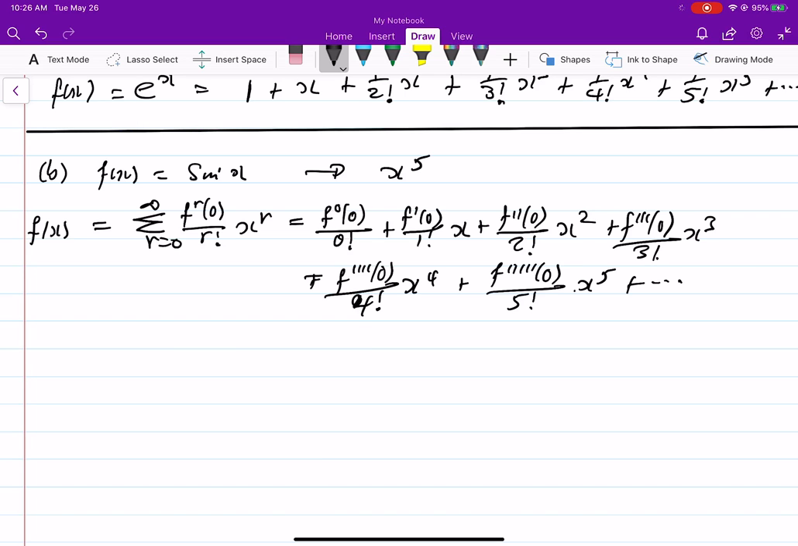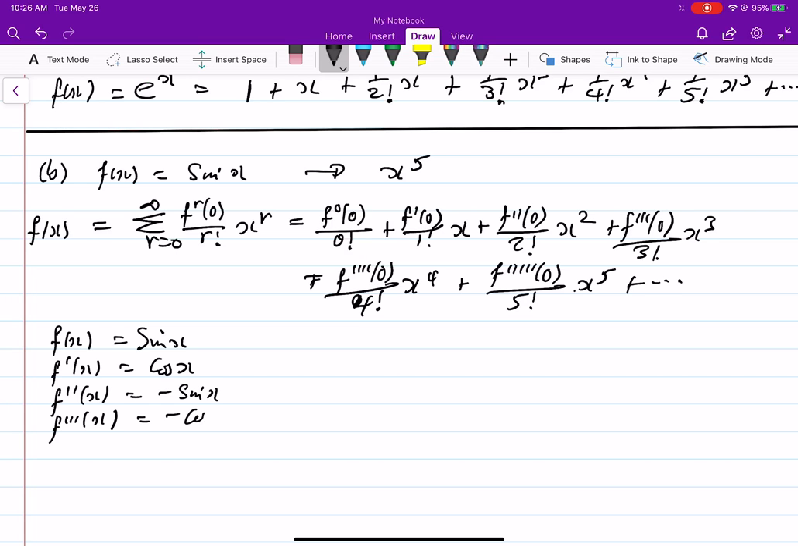So that means I have to differentiate sine x 5 times. F of x is sine x. F prime of x, we know that to be cos x. F double prime of x is minus sine x. F triple prime of x will be minus cos x. F 4 primes of x would be, when you differentiate minus cos, you get positive sine. And F 5 primes of x is cos x. Yes, I can get up to that.